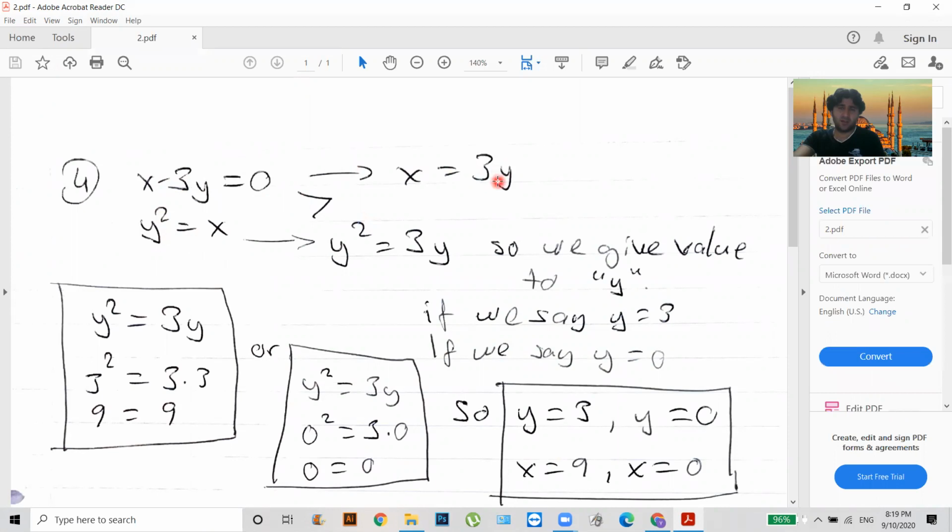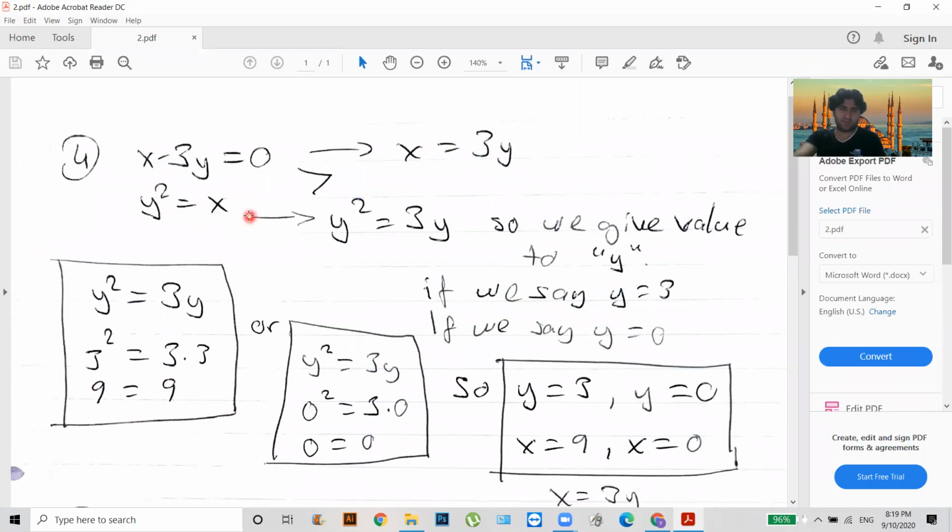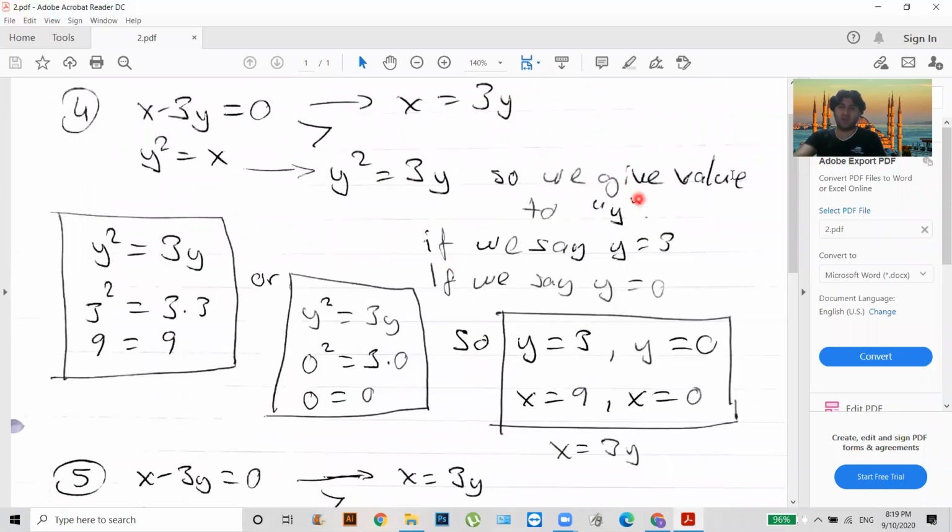Right. Then I'm going to come here. y squared equals x. Right. But I know what x is. x is 3y. So this basically is y squared equals 3y. So now, as you can see, I took a note here. So we give value to y. So we're just going to try the numbers, whichever number suits that. So y squared equals 3y.